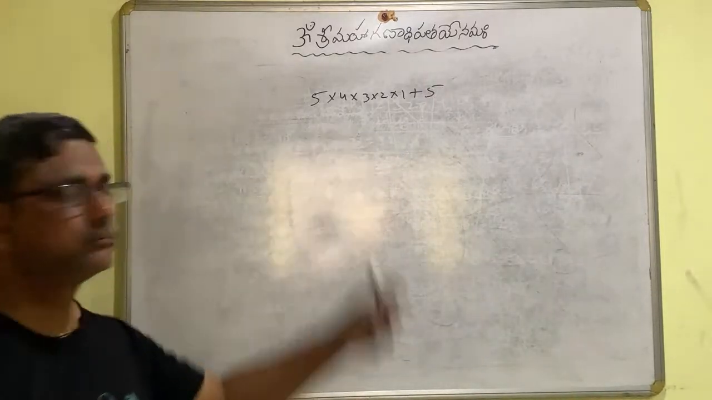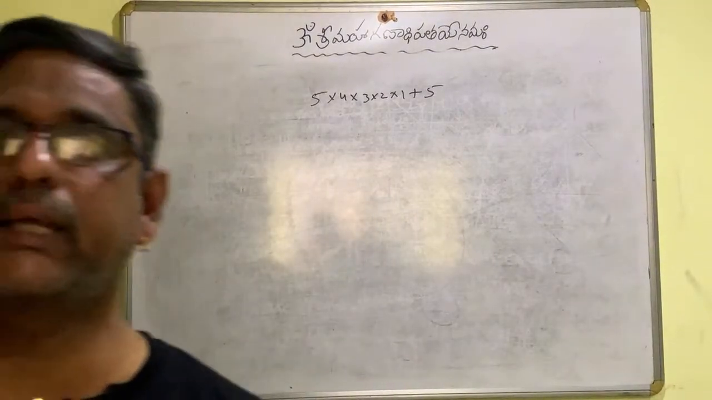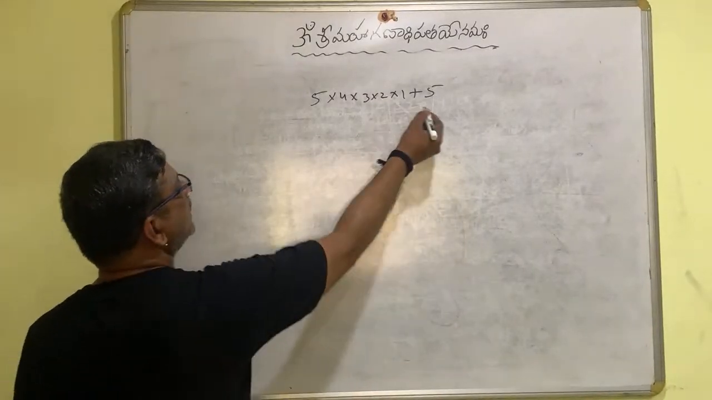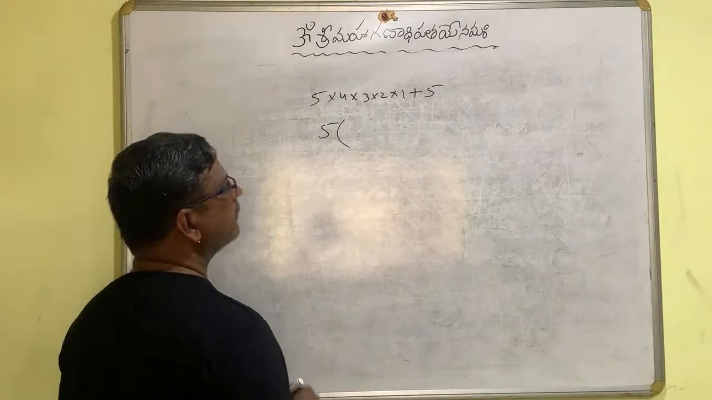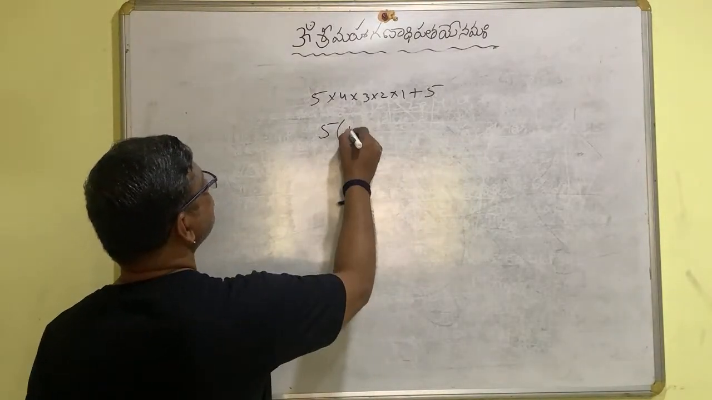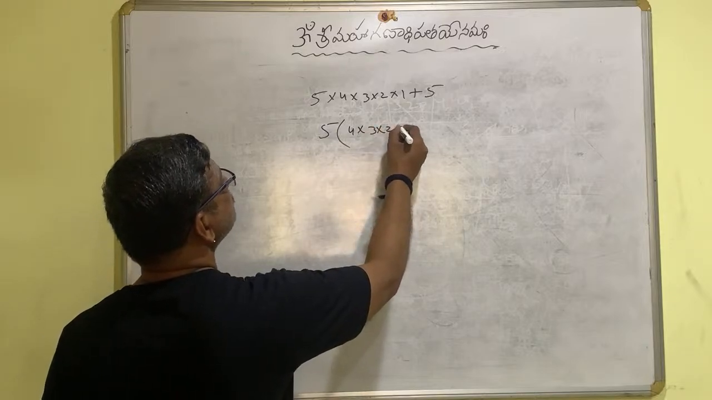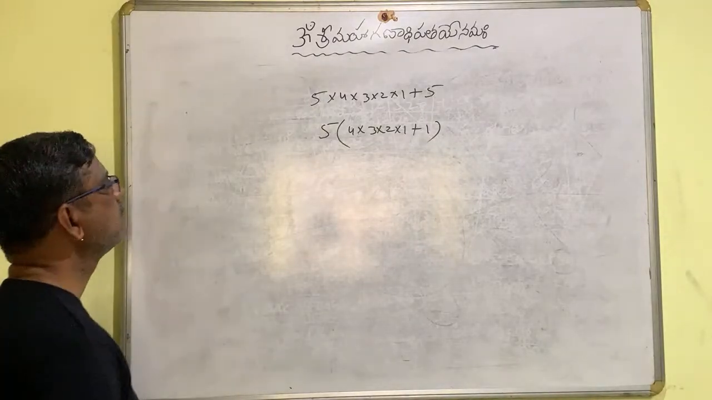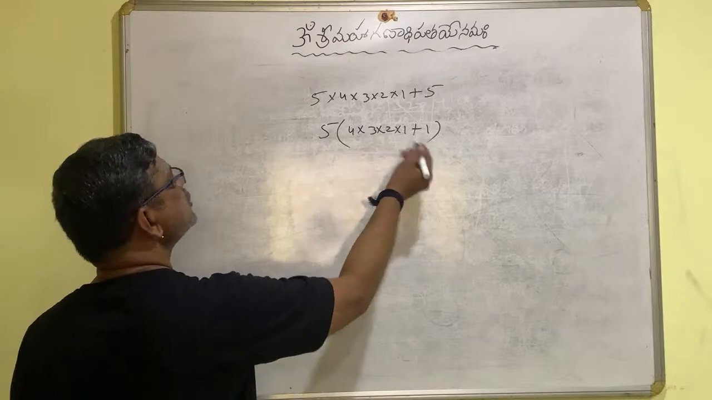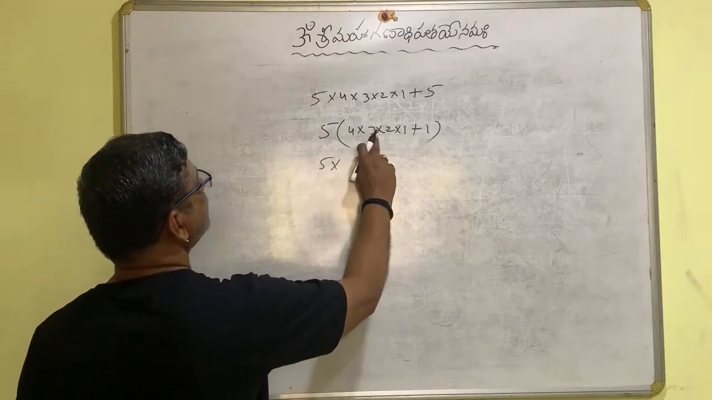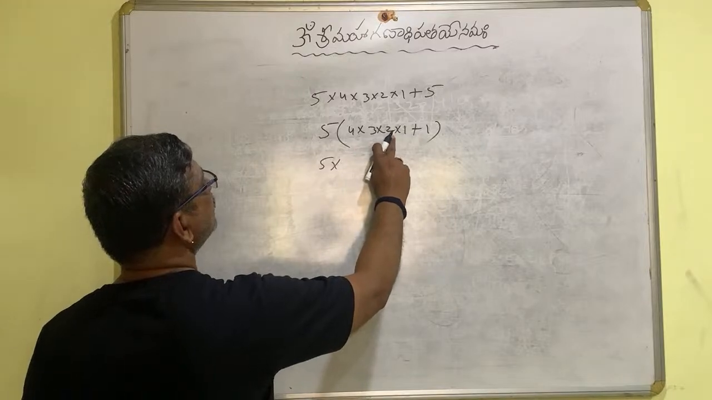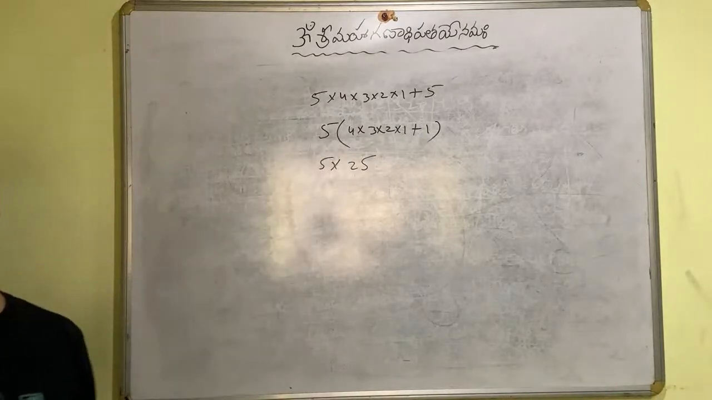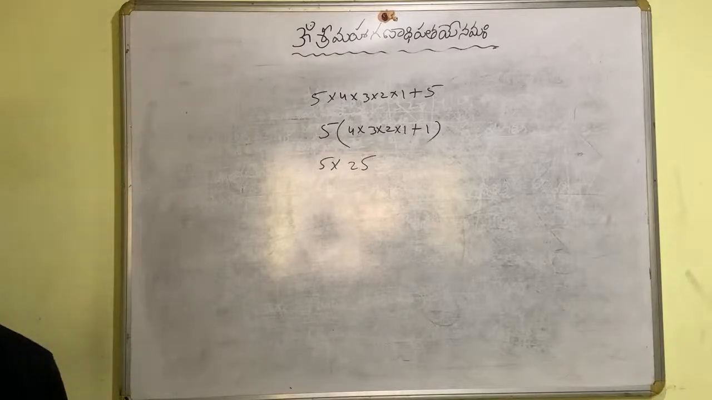We need to prove this number is composite. That means we have to show that it is having more than 2 factors. What I will do is I will take 5 common here. What is remaining? 4 into 3 into 2 into 1 plus 1. 4 into 3 is 12, 12 into 2 is 24, 24 plus 1 is 25. So the given number is expressed as 5 into 25.